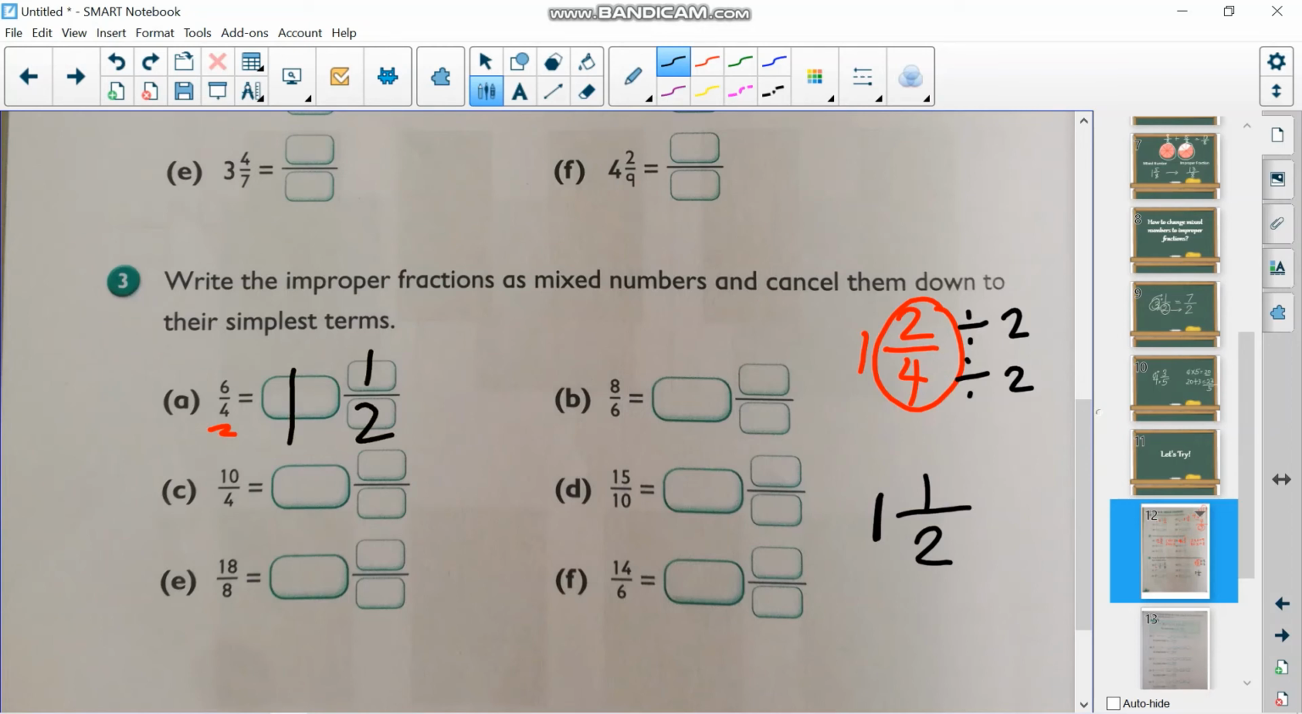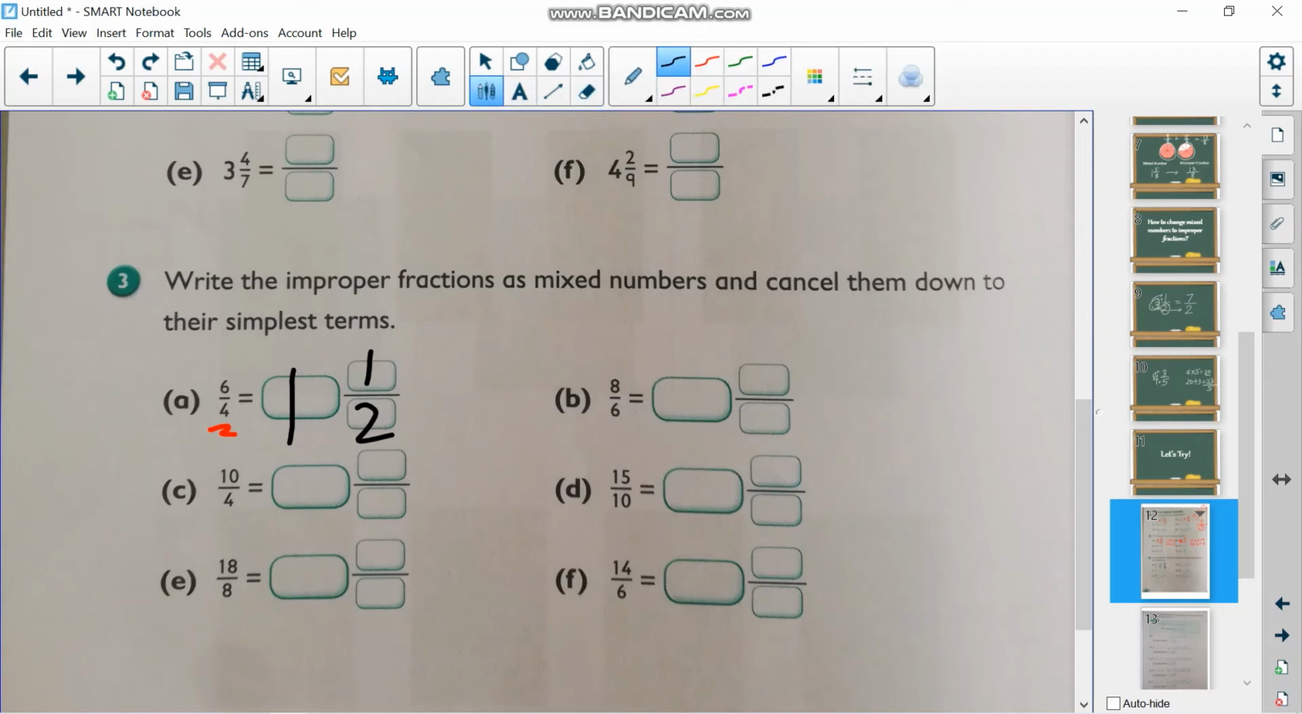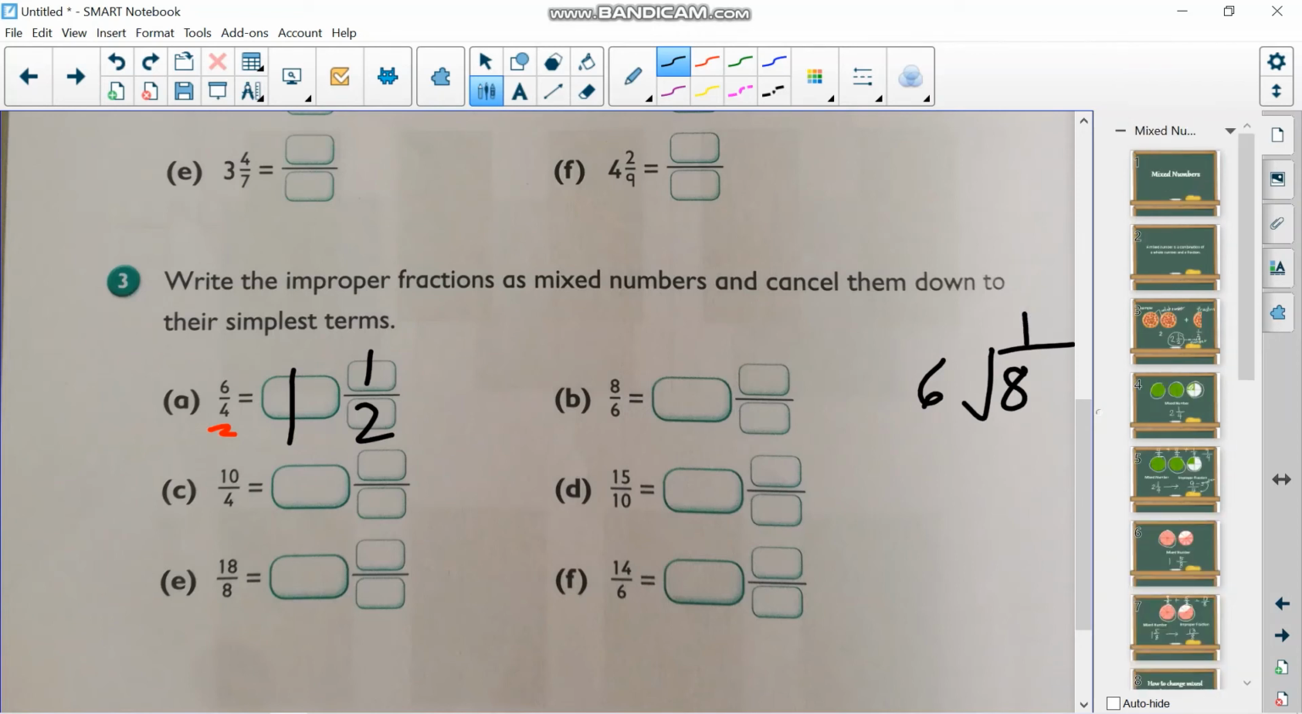Now let's go to letter B. 8 over 6. Again, let's make a draft first before writing your final answer here. So let's make a draft. 8 over 6 means 8 divided by 6. Okay, so how many groups of 6 is there in 8? We have 1. 1 times 6 is 6. 8 minus 6 is equal to 2.